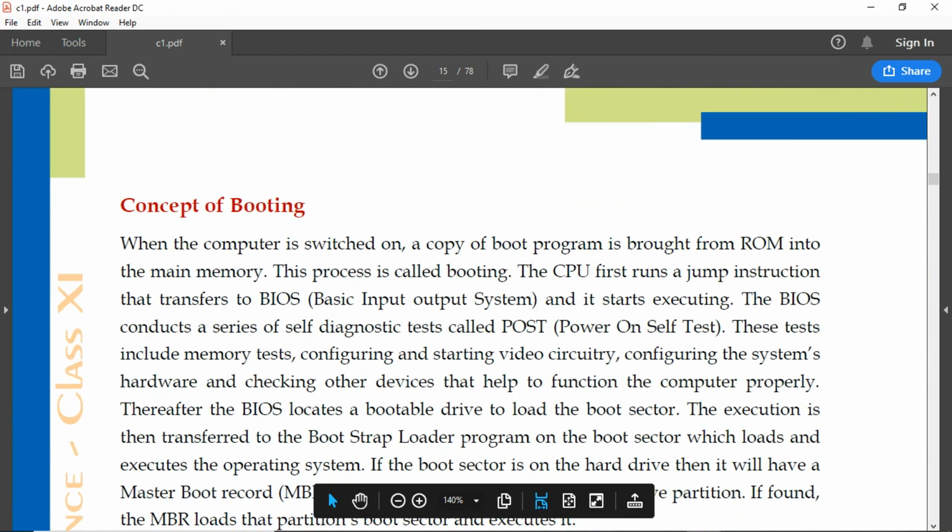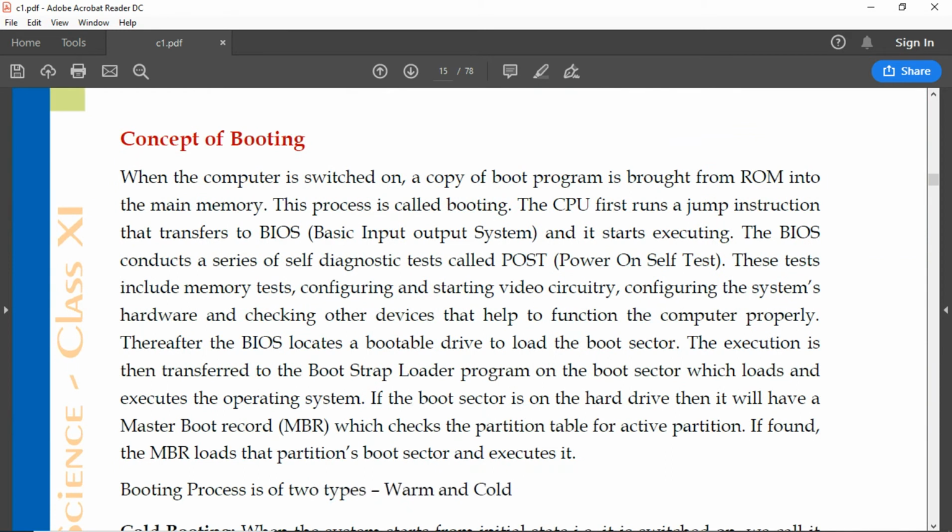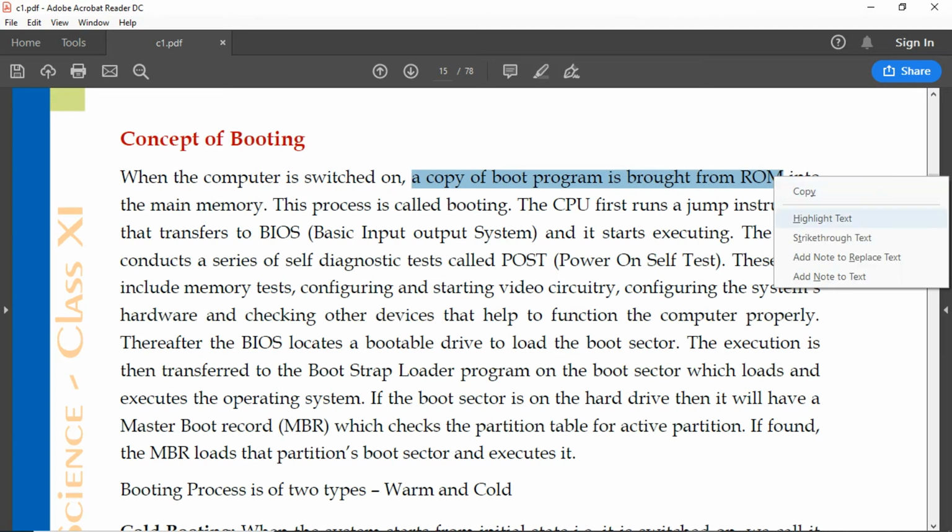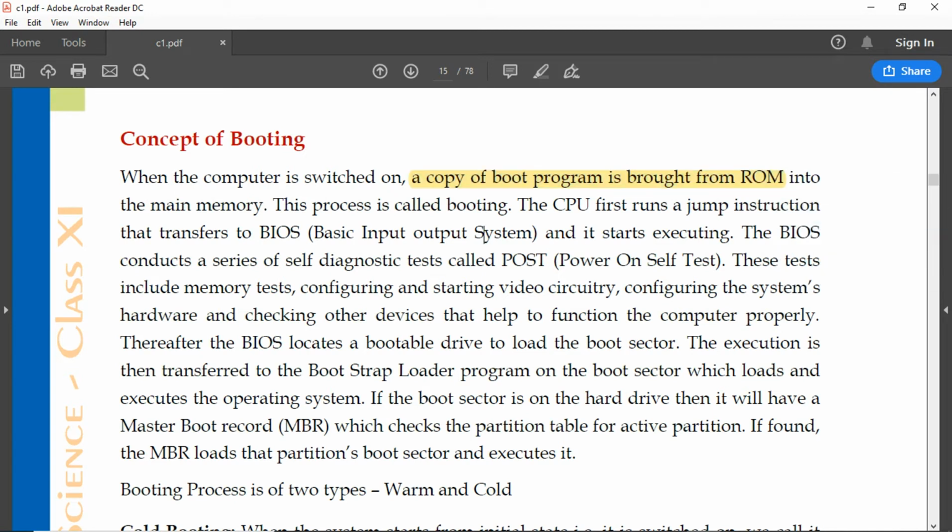When the computer is switched on, a copy of the boot program is brought from ROM into the main memory. This process is called booting. The CPU first runs a jump instruction that transfers to the BIOS, basic input-output system, and it starts executing.